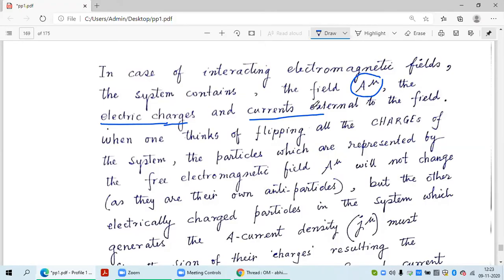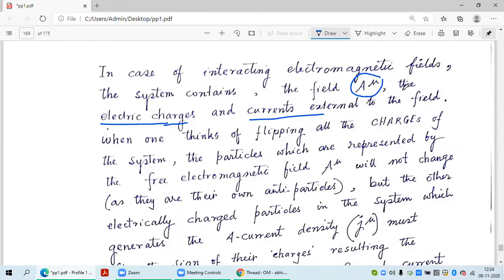That means you have to make the particle which is represented by A mu its antiparticle. That means you have to make the photon its antiparticle, and you know the photon is its own antiparticle. A mu being a real field, it is its own antiparticle. Therefore, the charge conjugation of A mu appears to do nothing to A mu.